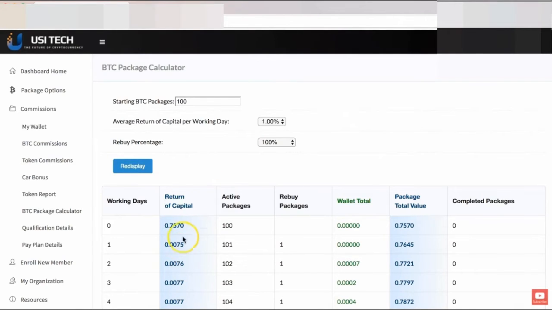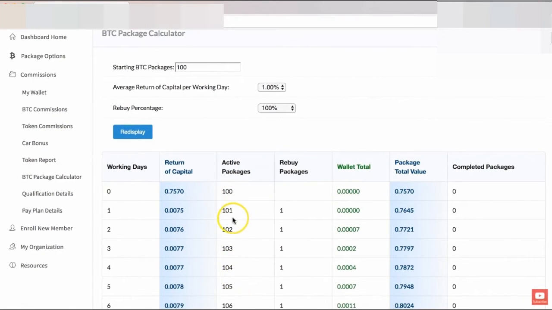And then the return on capital basically means the amount of money that we're going to get every working day from the initial money that we put in. And if we compound, we can see that grow and grow, because the money that's working for us inside the platform is growing because we're compounding our returns. Active packages means the amount of packages that are running for us at that particular time, that are reaching that 140% maturation rate over time.